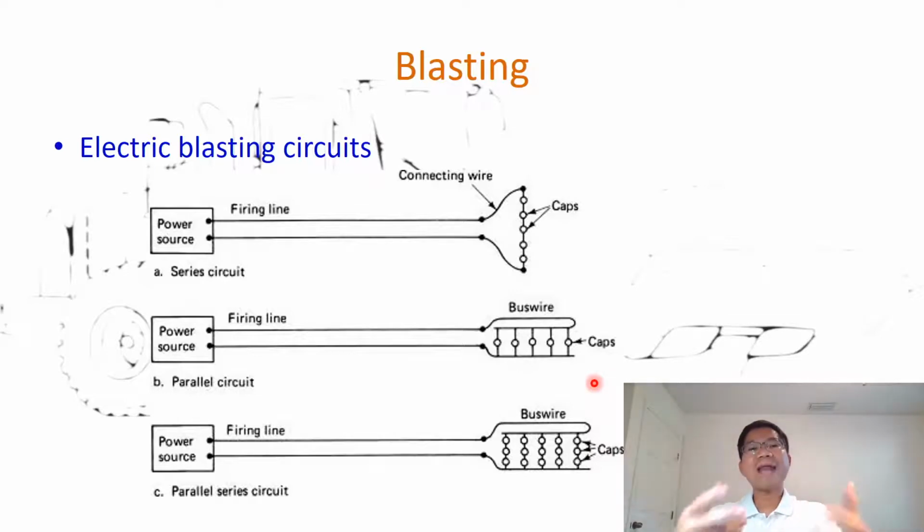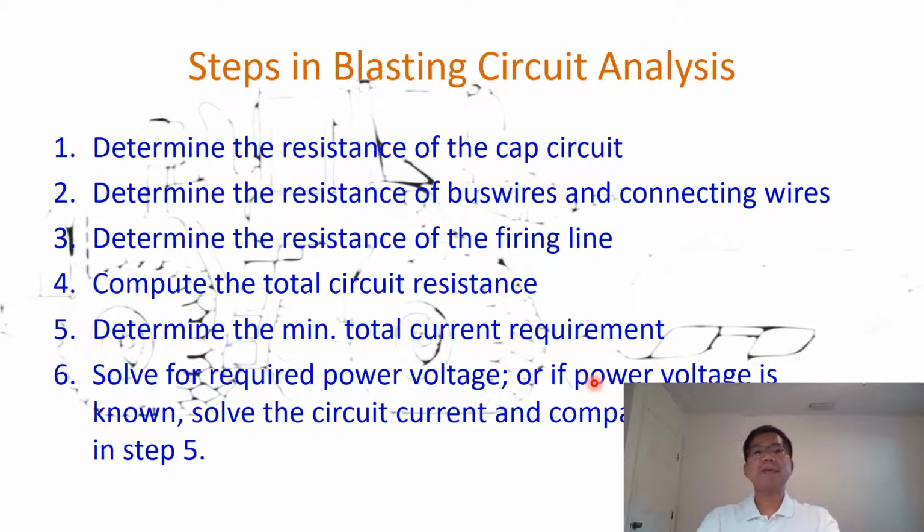So how do we analyze it, to determine the total resistance, to determine the minimum current requirement, and to determine the voltage? So we have 6 steps in blasting circuit analysis. Some of you may be new to physics in this area, electrical, but that is good to learn, and also good to review if you have learned it already.